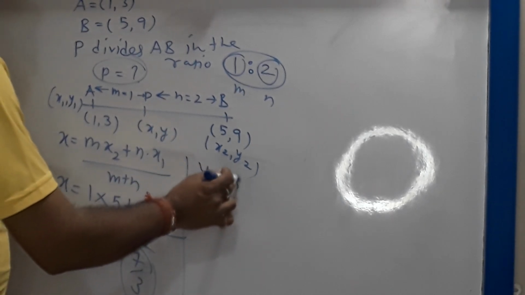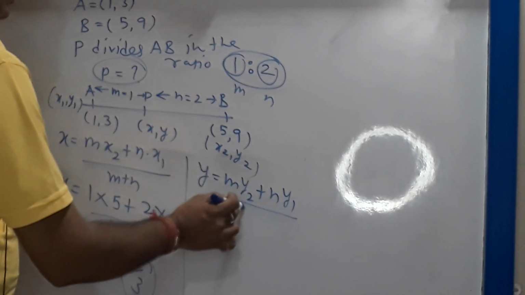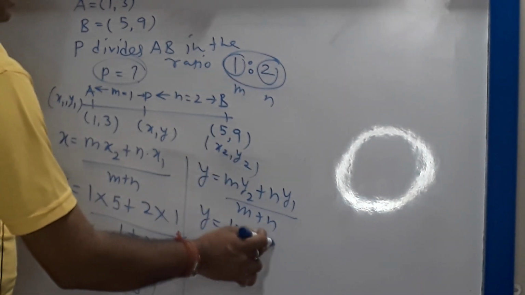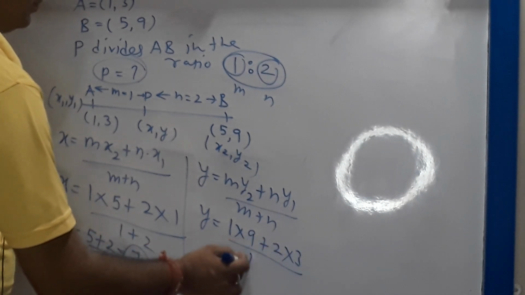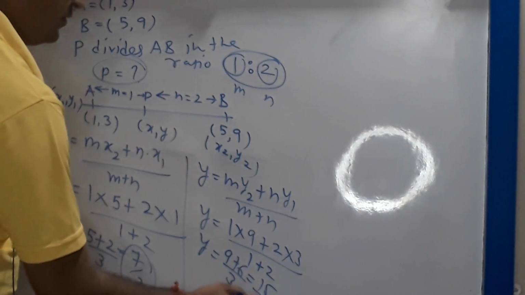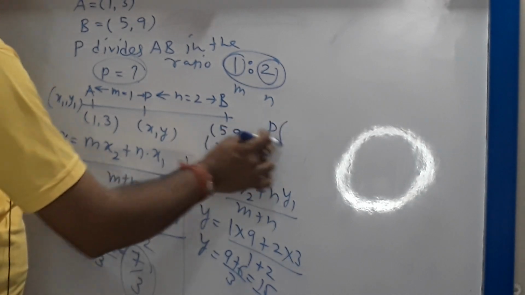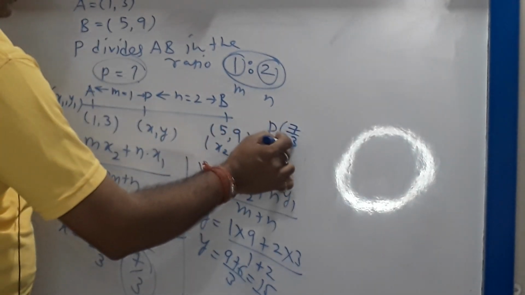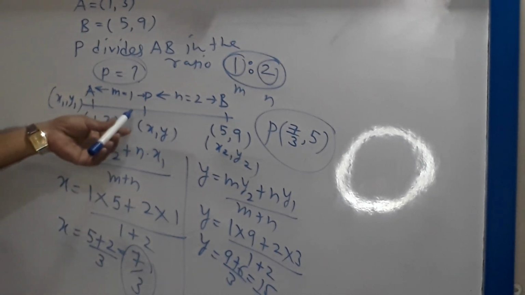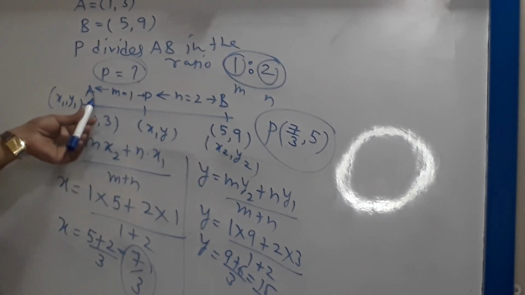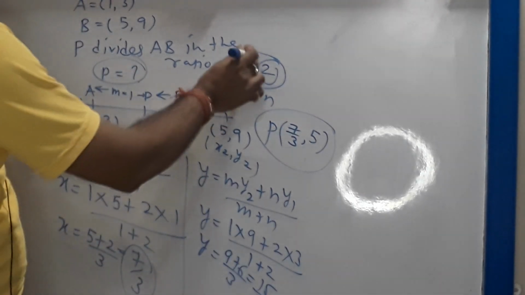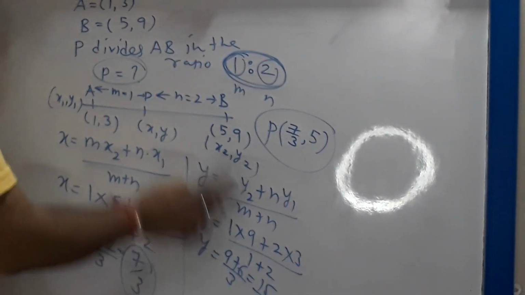Let us calculate y. What is the formula for y? m y2 plus n y1 upon m plus n. So, y will be 1 into 9 plus 2 into 3 upon 1 plus 2. So, y will be 9 plus 6 upon 3, 15/3, which is 5. So, the coordinates of P are x is 7/3 and y is 5. And this is the answer. So, by applying the section formula, we can find the coordinates of the point which divides the line segment joining two points. We apply the section formula because the ratios are not equal. 1:2 means the ratios are not equal.